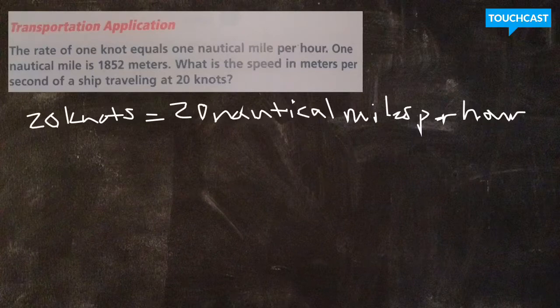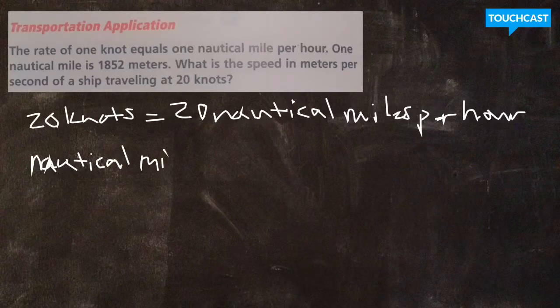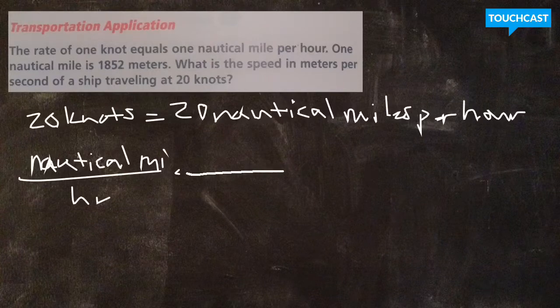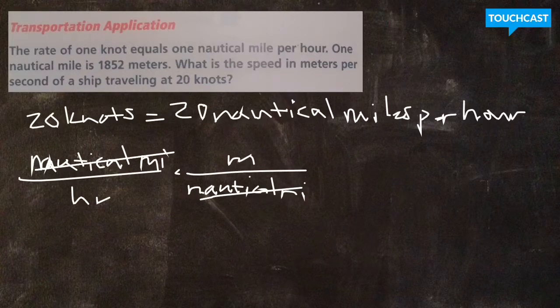All right, now we can start setting up the units so we can obtain the meters per second. Okay, we have nautical miles over hours times, we want to get rid of the nautical miles and convert it to meters. So meters over nautical miles will help us eliminate that. And we need to convert hours into seconds. We want to get rid of hours, so hours goes in our numerator, seconds in our denominator. Now we can do the conversion.